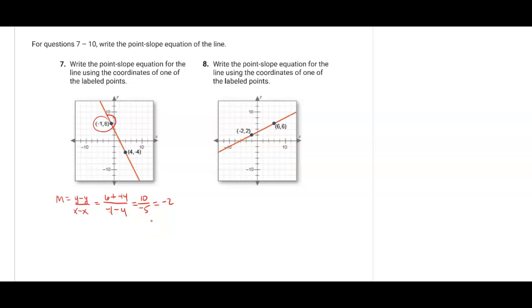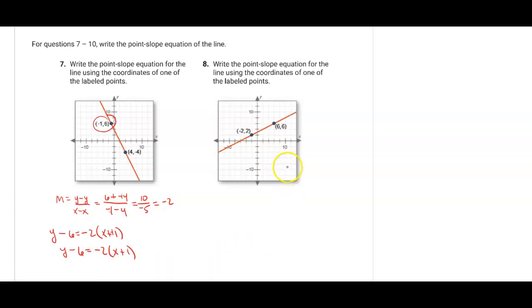Now, if you look there, there's 2 points given. Does it matter which point you use? No. So I'll use -1, 6. You can get two different answers, but they're the same meaning. So y minus 6 equals -2 times x minus -1. And if I make that plus positive, y minus 6 equals -2 times x plus 1.